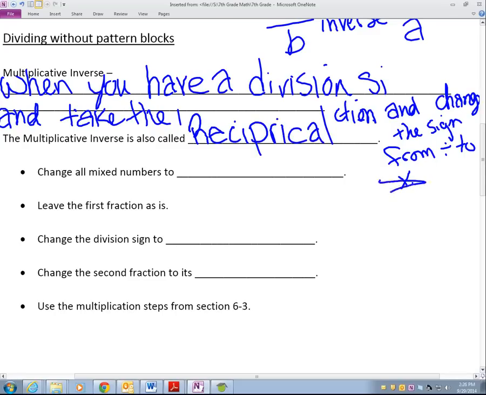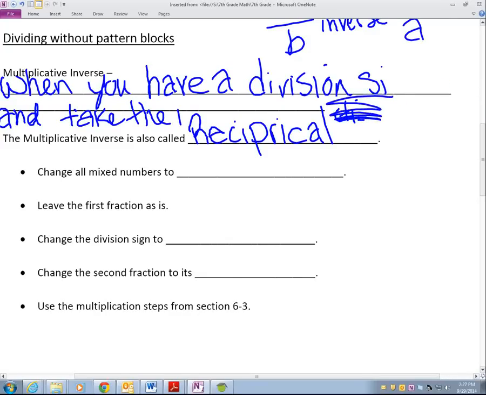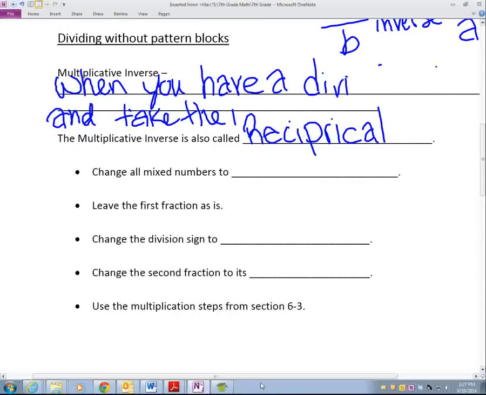Reciprocal. Yep, reciprocal. You guys all have seen that word, I'm sure. It is the reciprocal.